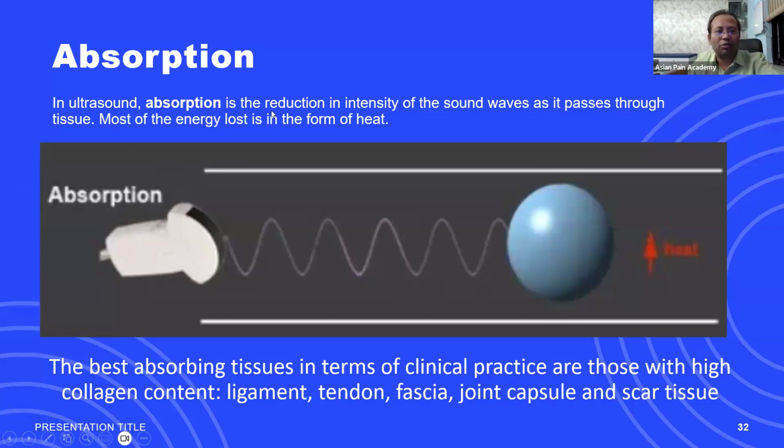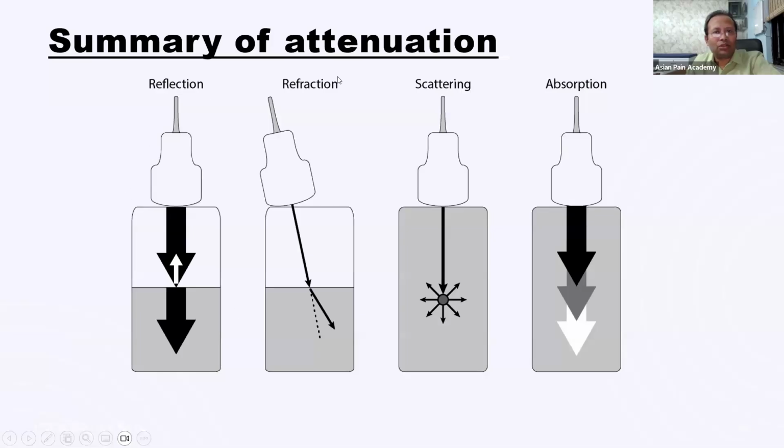In ultrasound, absorption is the reduction in intensity of the sound wave as it passes through tissue. Most of the energy is lost in the form of heat. Of course, energy cannot be destroyed or created; it is always changed from one form to another. Among the best absorbing tissues, they do not become anechoic, but they also absorb quite a lot. So they give a hypoechoic picture: ligaments, tendons, facet joint capsule, etc.